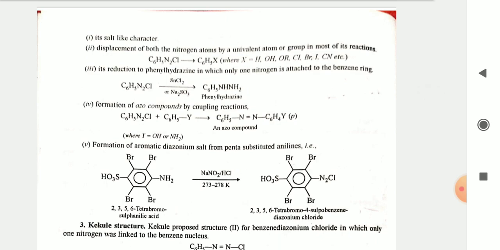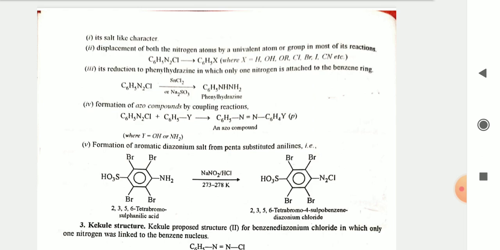This structure, however, failed to account for the following facts. First, its salt-like character. Second, displacement of both the nitrogen atoms by a univalent atom or a group in most of the reactions. C6H5N2Cl will give C6H5X. X may be HOH, OR, Cl, bromine, iodine, CN, etc. Third, its reduction to phenylhydrazine, in which only one nitrogen is attached to the benzene ring. C6H5N2Cl in the presence of SnCl2 or Na2CO3 will give C6H5NHNH2, which is called phenylhydrazine.